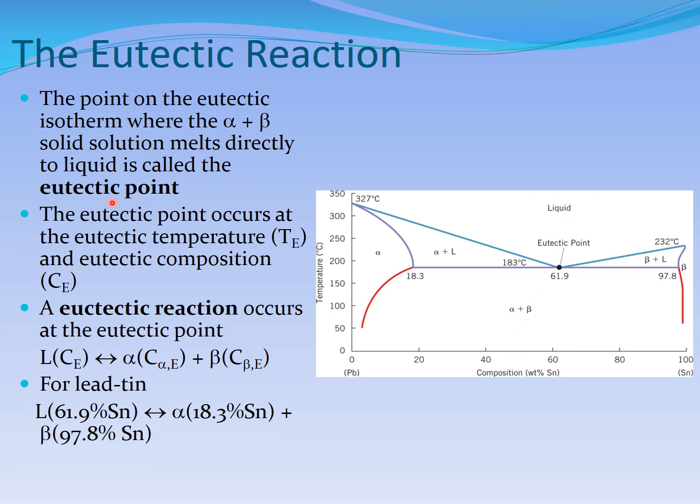So there is a eutectic point and there is a eutectic reaction, and of course the concentrations and so on. If you are exactly at this point and you draw the tie line, the composition is 61.9% tin. If you draw the horizontal tie line, it will hit the alpha at 18.3% tin, and it will hit the beta at 97.8% tin, and so on. So those compositions are very critically important.